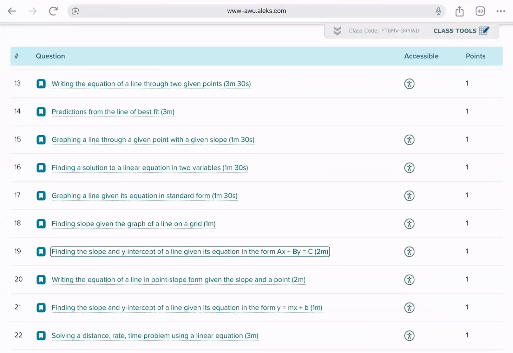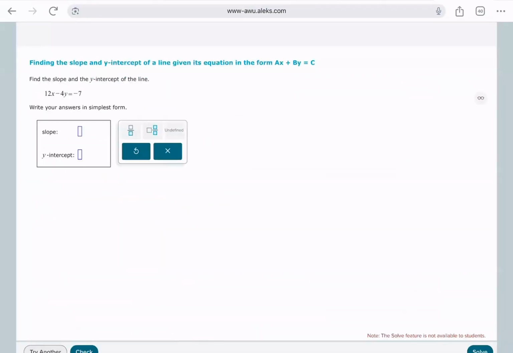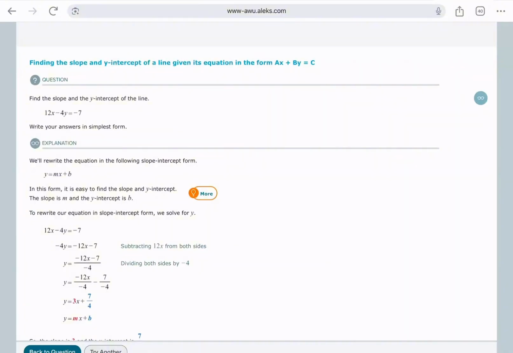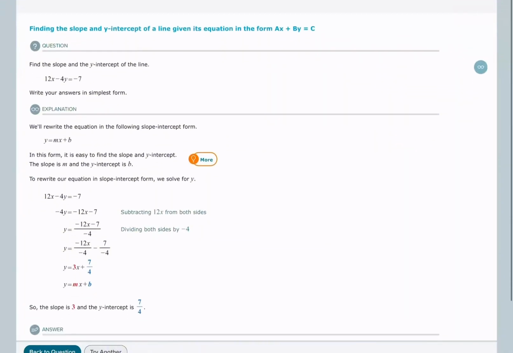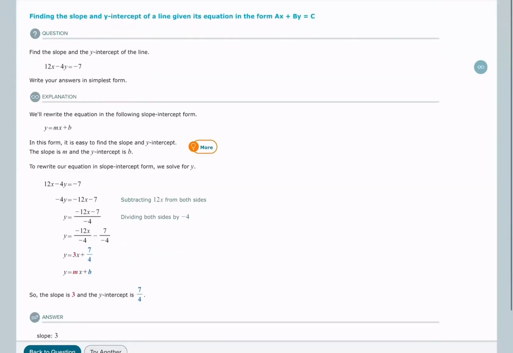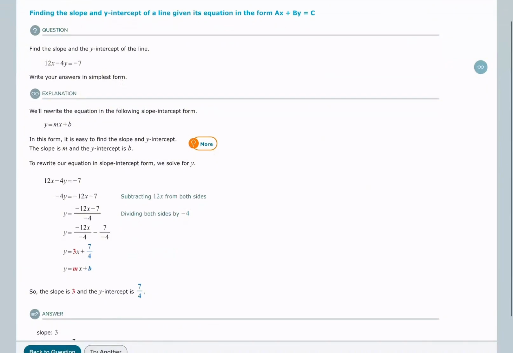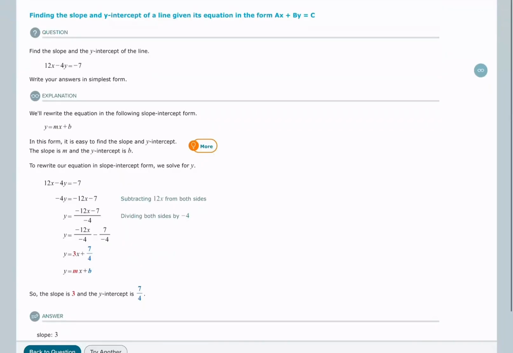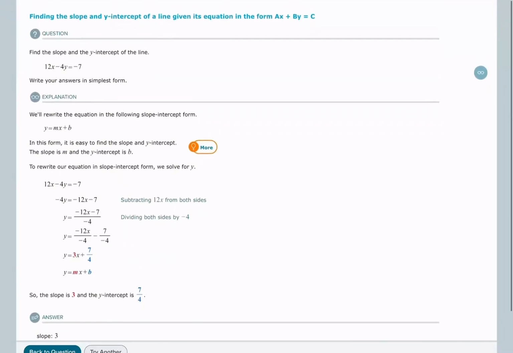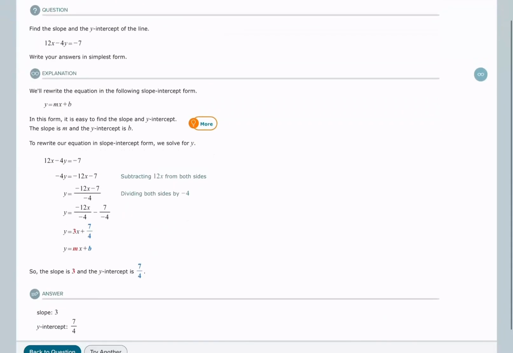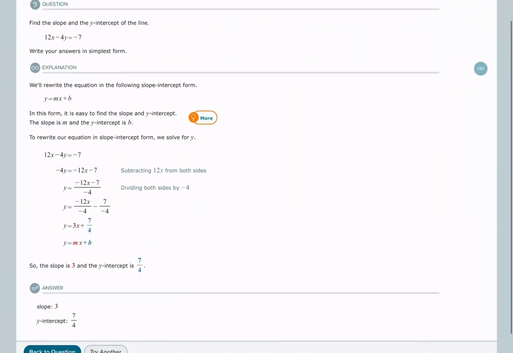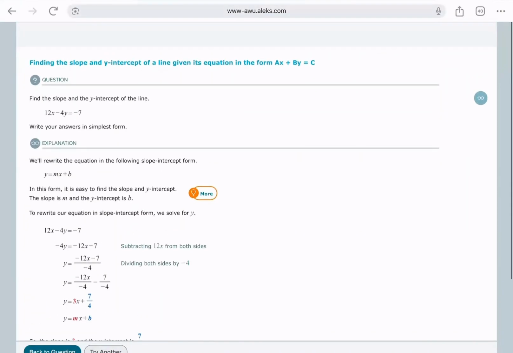Finding the slope and y-intercept of a line given its equation in standard form. I would say this one's probably one of the most challenging ones, because it's challenging for a lot of reasons. So if you wanted to spend time on this one, you can keep clicking, try another. I would say spend some time on that until you feel like you're clear about it.